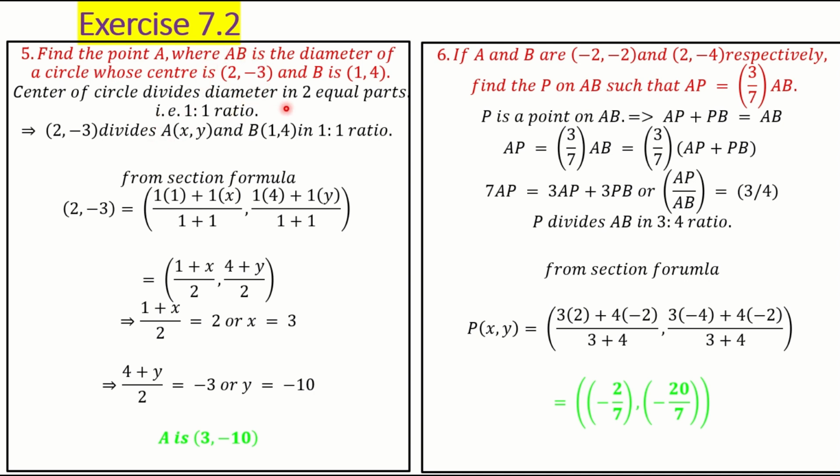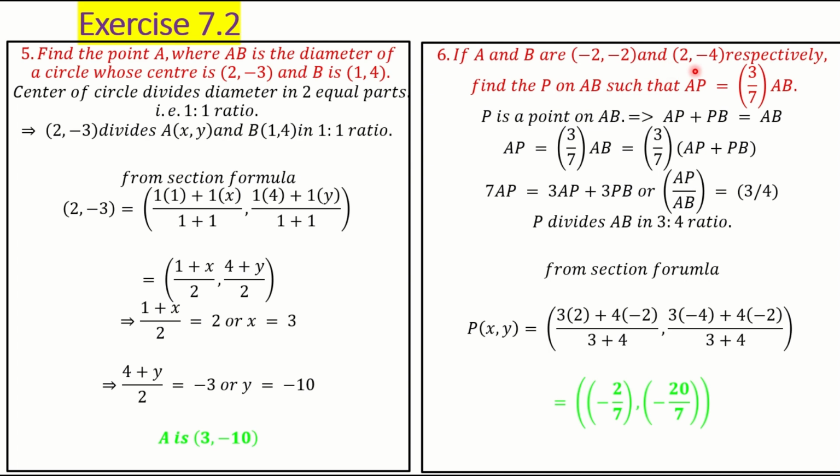So we know that the center divides the diameter in two equal parts, that is 1:1 ratio. That means 2 comma minus 3 divides x comma y and 1 comma 4 in 1:1 ratio. So from the section formula, if I apply the midpoint theorem, (1 plus x)/2 and (4 plus y)/2 equal 2 comma minus 3. If I equate, I'll get the x and y values as 3 and minus 10. So A is 3 comma minus 10.